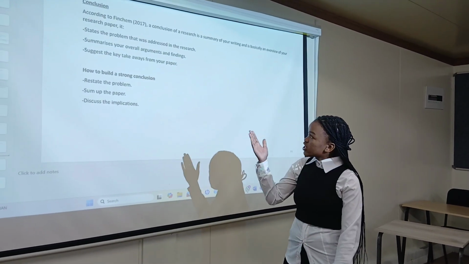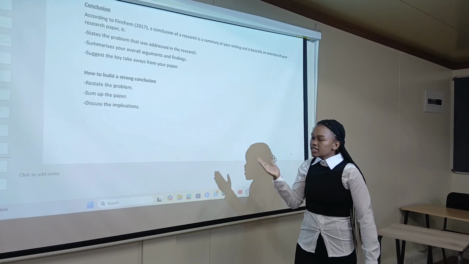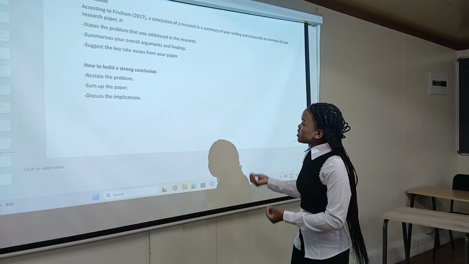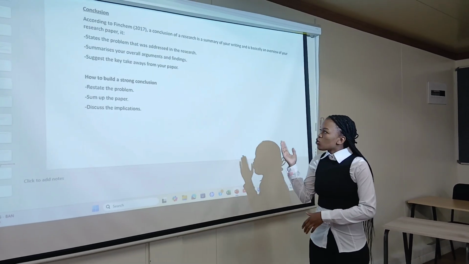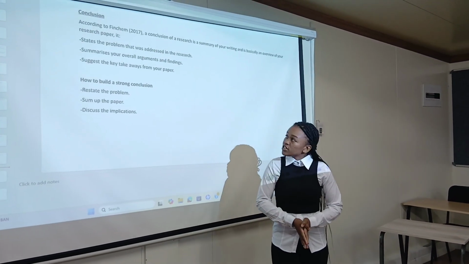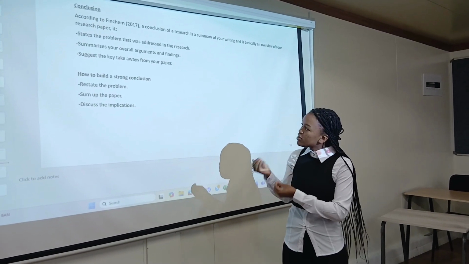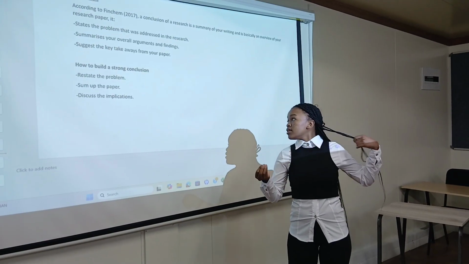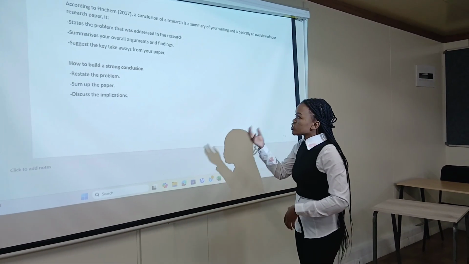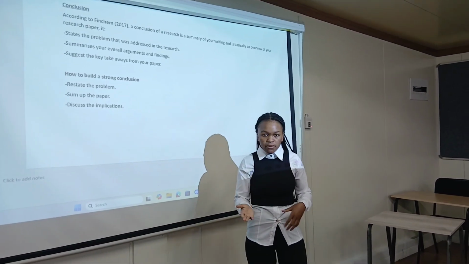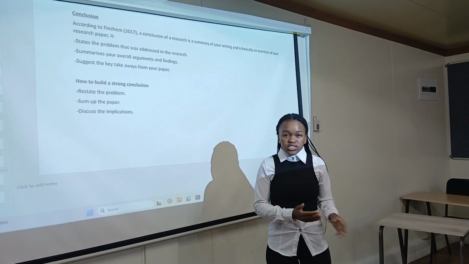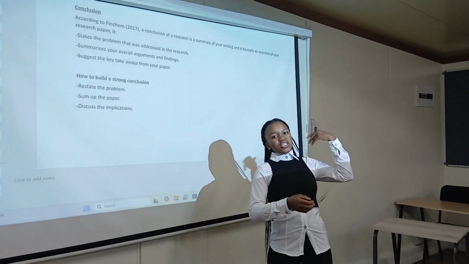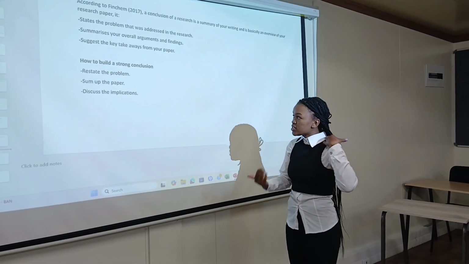Then your conclusion has to state the problem that was addressed in the research. So you briefly state the main idea of your research paper. Then you summarize your overall arguments and findings. This is whereby you just state a brief summary of the main points and then the results as well. Moving on, a conclusion has to suggest the key takeaways from your paper. This is a point where you as the researcher indicate what is more important and what the reader should not forget about your research.